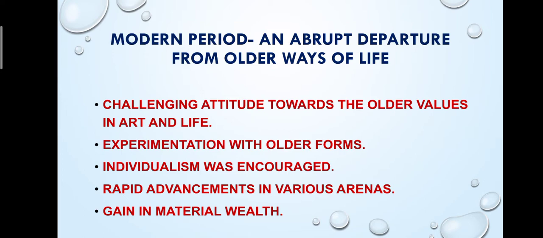The modern period marks an abrupt departure from the older ways of life. This period also witnesses a challenging attitude towards the older values in art and life. Experimentation and individualism are highly encouraged during this era, followed by rapid advancements in the fields of science and technology. There is tremendous development in various arenas, and due to the industrial revolution there is a gain in material wealth also.